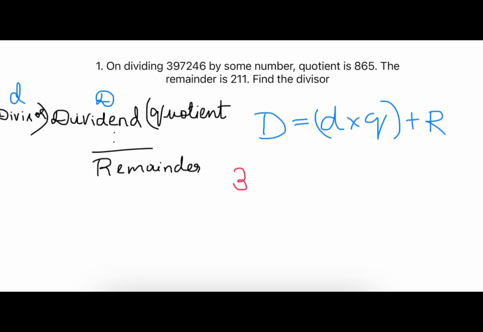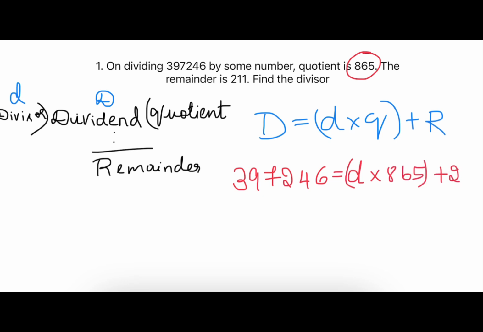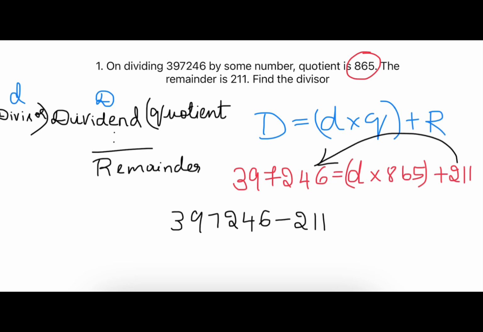Dividend is given to be 3,97,246. Divisor is unknown, so let us keep it as it is. Quotient is given to be 865. And the remainder is 211. We just have to simplify this particular equation to arrive at the answer. 3,97,246 minus 211, so this is coming to the left hand side, is equal to 865 into divisor. So when we simplify this particular equation, the value of divisor obtained is 459. So this is the final answer.